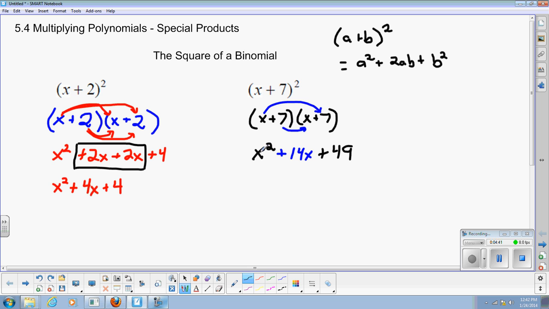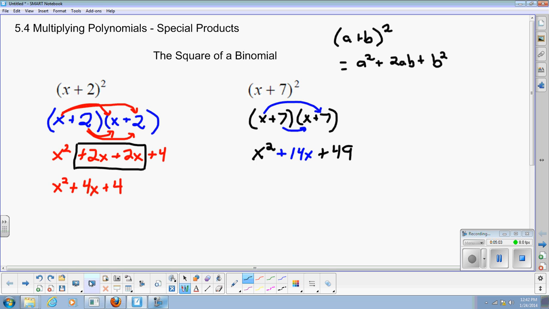So notice I now have a trinomial. I have the first term squared. I have the last term squared. You multiply the 2 terms and double them to get the middle term. Our sign is always going to be plus, plus, and that's because I have a plus on the inside of the binomial here. If you have any questions, please feel free to ask me at any time.